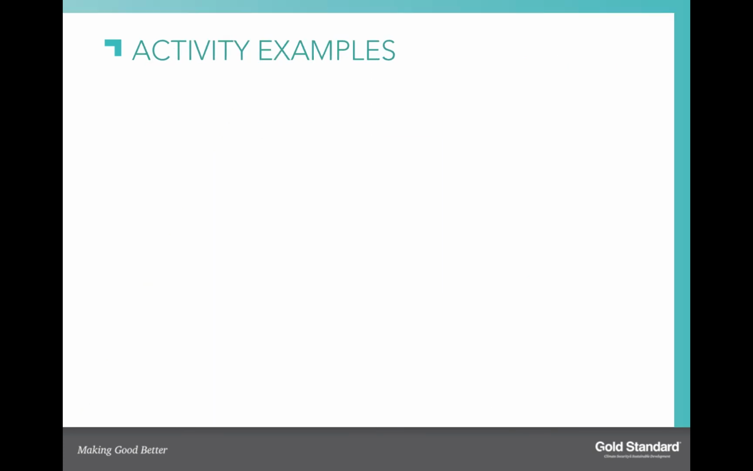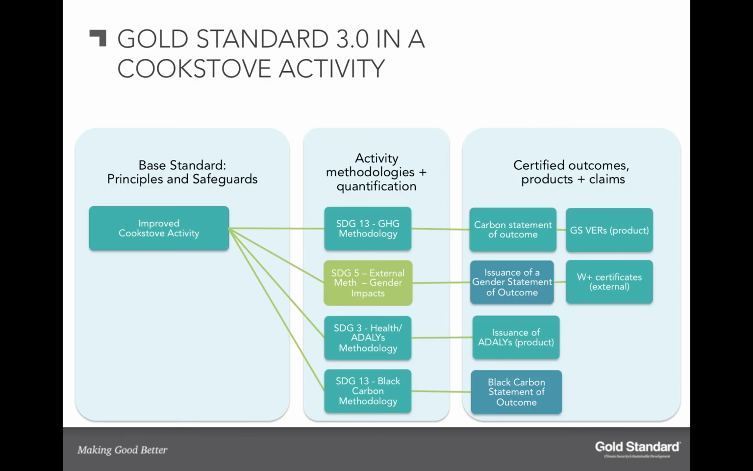I think it's helpful to have a few examples of how activities might function in Gold Standard version 3, and so I've got a few here that help address that. A cookstove activity being our heartland territory. In this example, building block 1, it would apply the version 3 base requirements, as would every activity. And then you might have a series of methodologies related to cookstoves. For example, SDG 13 relates to climate change, so our emissions reduction methodology might apply.